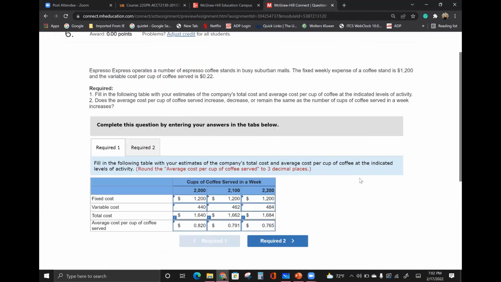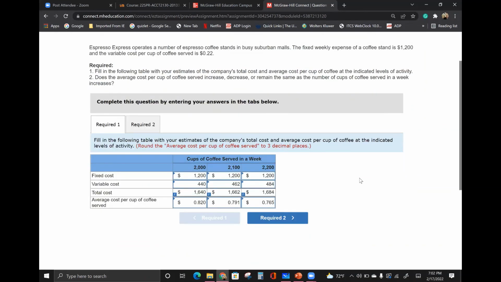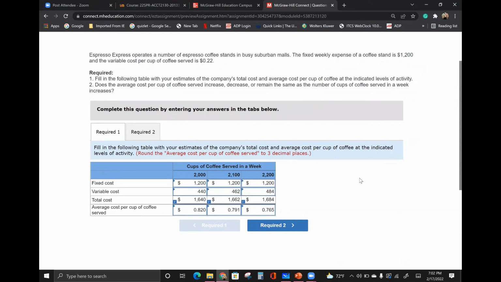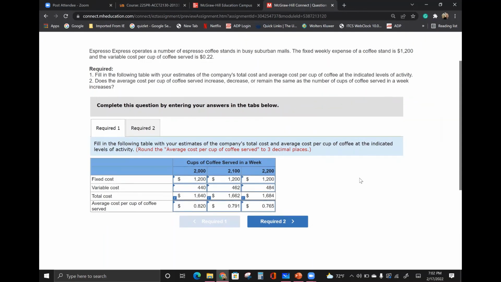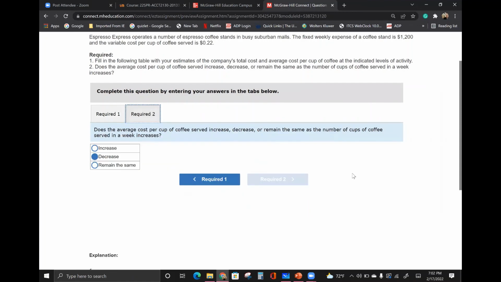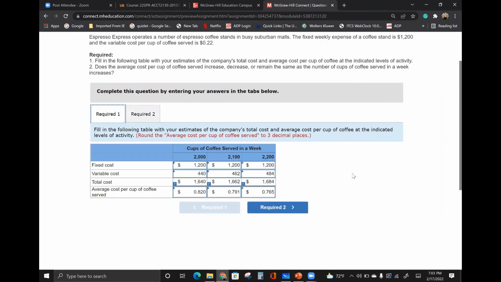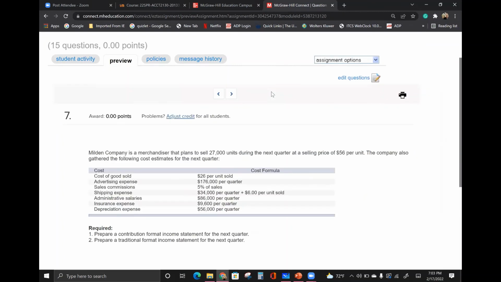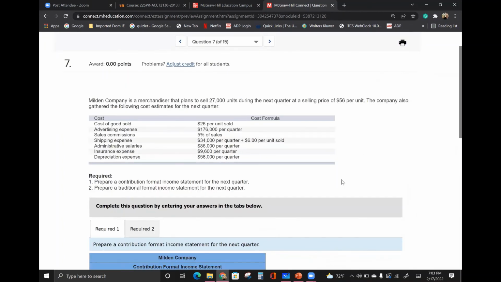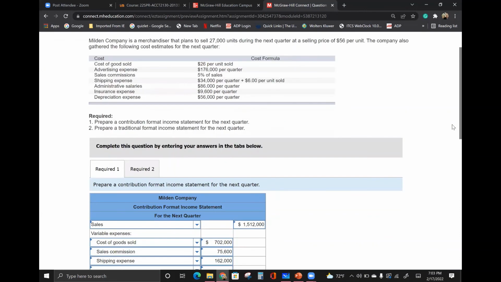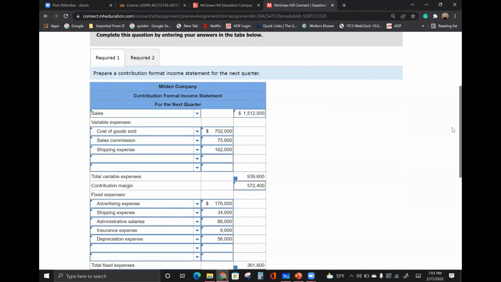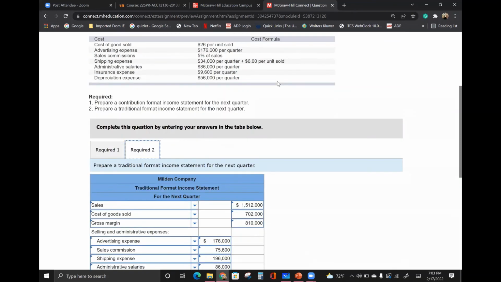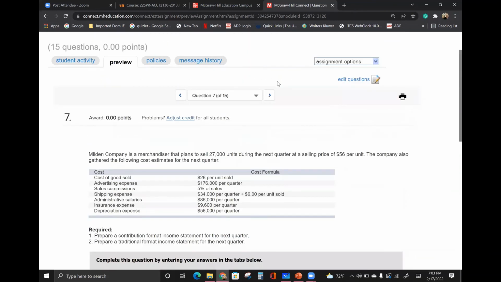This one looks similar to what we just did. It's telling us our variable costs in the problem, telling us our fixed costs, and then it's giving us the number of units at the top again. Let's see. So that one's similar to the first one that we did. This is filling out the information on the income statement. Same thing we just did.